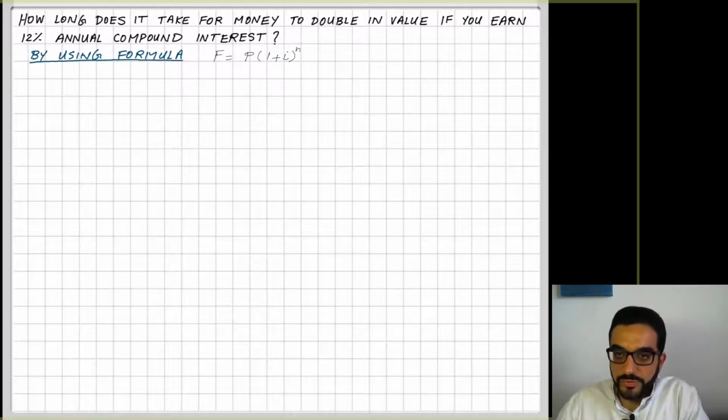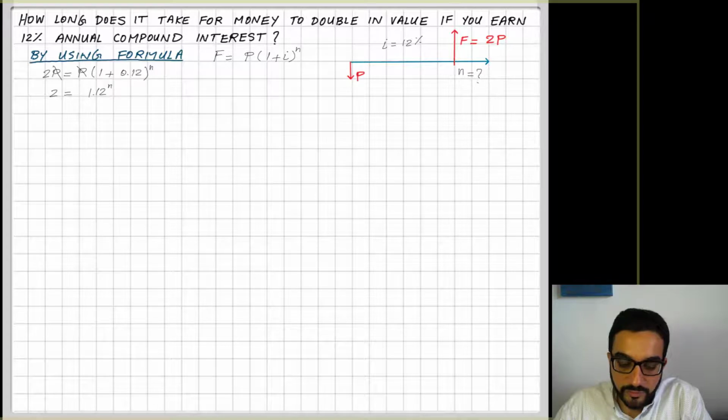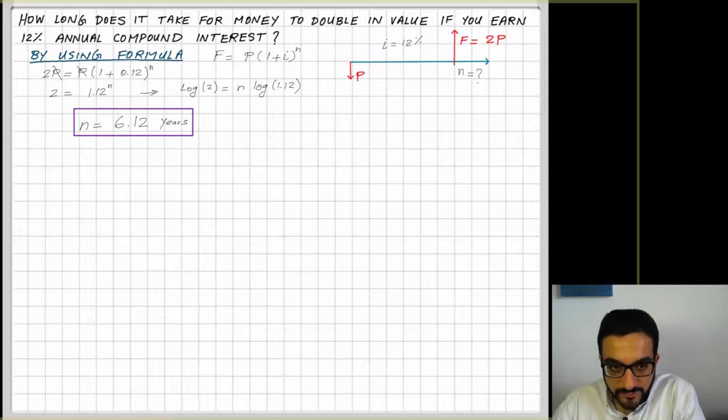If I draw the cash flow for this, I will see that I have a present value P over a number of years that I don't know. I should have a future value of 2P, and I know my interest rate is 12%. This is how you draw the cash flow for this problem. So plugging in, 2P is equal to P times (1 plus 0.12) to the power n. When you solve for this, you have to use log or ln to figure out n, and you'll find that it is equal to 6.12 years. So a little above 6 years. Before the end of the 7th year, you should have that amount doubled. So that's the first method, using the formulas.